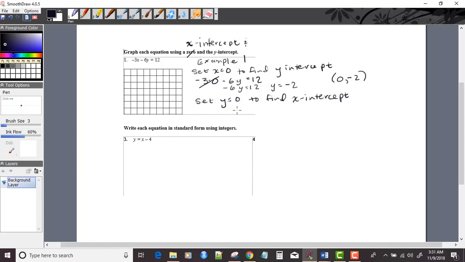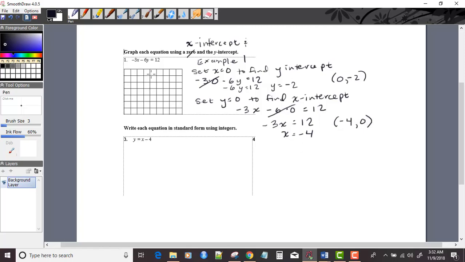Setting y equal to 0 to find the x-intercept, I would have negative 3x minus 6 times 0 equals 12. This all goes away. Negative 3x equals a positive 12. So here x will equal negative 4, because negative 3 times negative 4 is a positive 12. So my x-intercept is negative 4, 0.